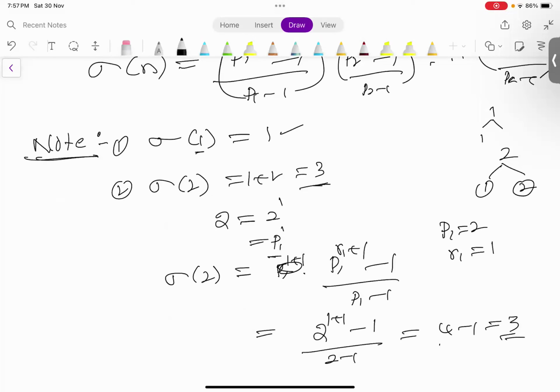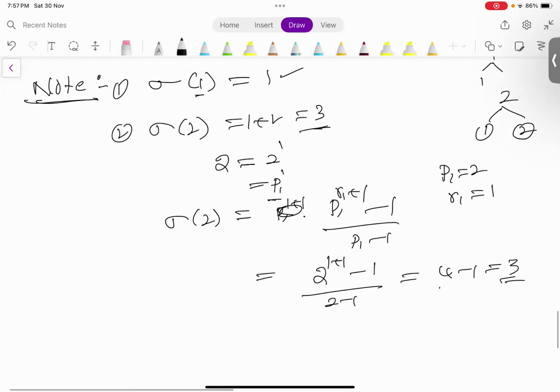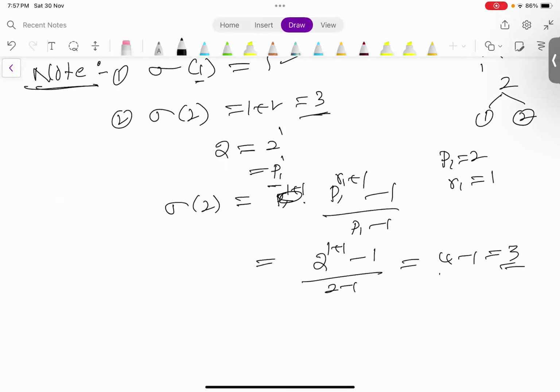So similarly, the sum of divisors of 2, 1 and 2, 1 plus 2 is equal to 3. This is a small number, okay, but with bigger numbers it becomes difficult. Can you say sigma 3? 3 is a prime number. The divisors of 3 are 1 and 3 itself. So 1 plus 3 is equal to 4. You can apply the same formula, and it also works that way.